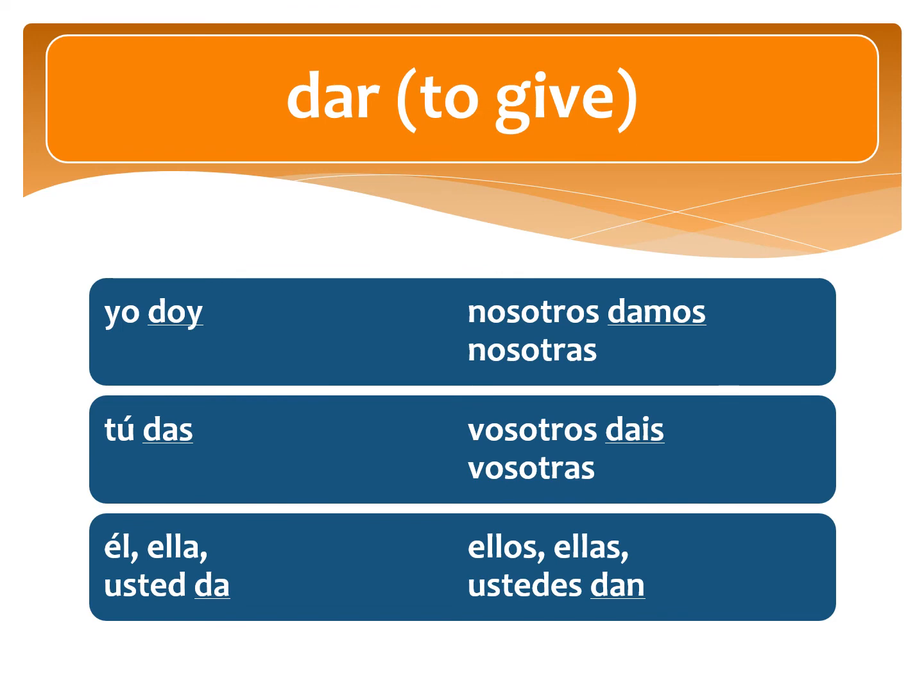Okay, how about dar? Notice it kind of rhymes with ir. So yo doy, I give. Tú das, you give. Él, usted da, he or she gives, you give. Nosotros damos, we give. Vosotros dais, y'all give. Ellos, ellas, ustedes dan, they give, or all of you give.